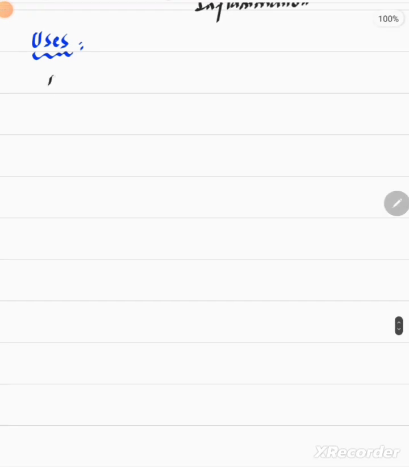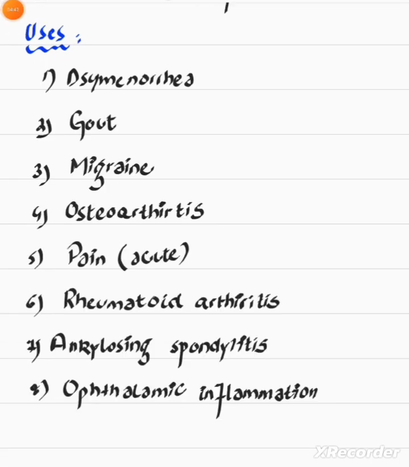I will discuss the uses. Diclofenac is a very important drug and is used to treat a lot of conditions, which includes dysmenorrhea, the pain accompanying dysmenorrhea. So diclofenac is used in the treatment of dysmenorrhea, the pain associated with dysmenorrhea. It is used in gout because gout is accompanied by a process of inflammation. So in gout, it is used as an anti-inflammatory drug.